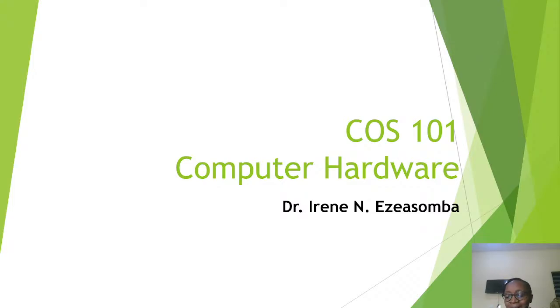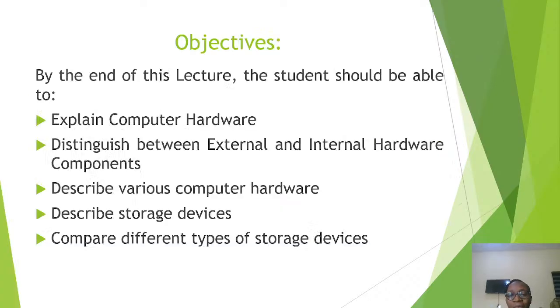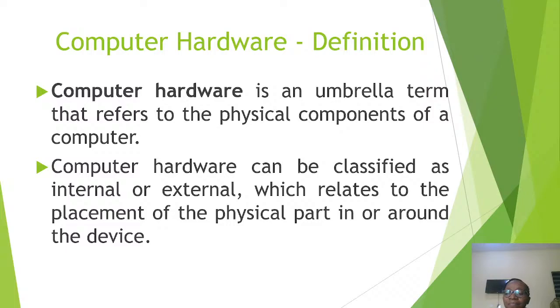We are continuing with our class on COS 101. Today we are looking at the topic computer hardware. On the screen we have our objectives for today's lecture. First of all, we'll explain what computer hardware is. Then we'll try to distinguish between external and internal hardware components, go ahead to describe various computer hardware, different storage devices that we have, and finally we'll also try to compare these different storage devices.